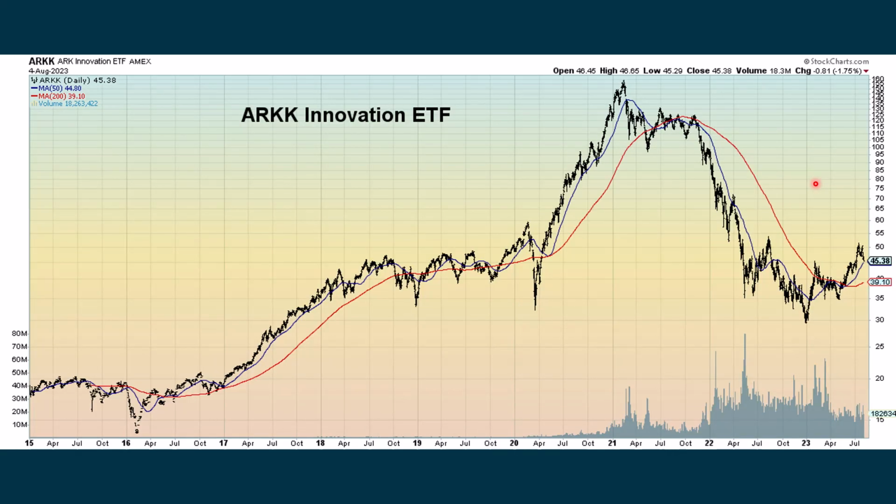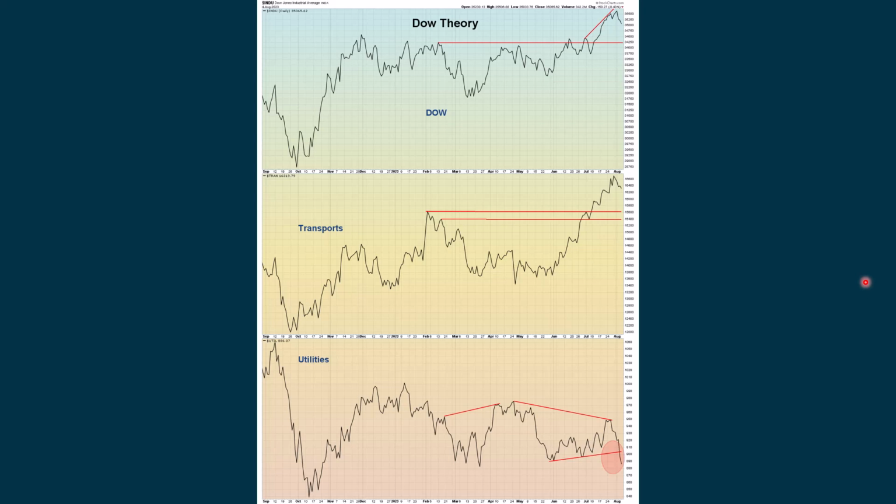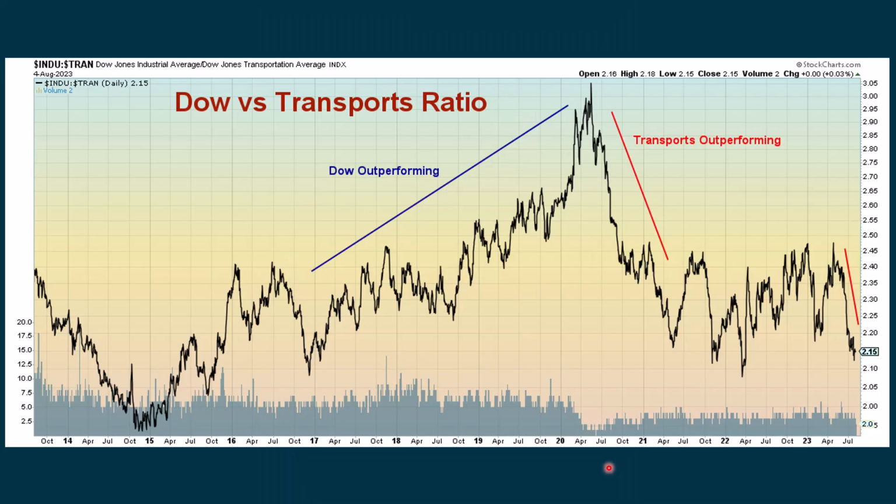We keep an eye on ARK, which finally generated a golden cross, even though it's run into some recent weakness. Then we look at Dow theory, and we're seeing a breakout with the Dow. We're also seeing a breakout with the transports, even though they both have been pulling back lately. On the bottom, we see a real breakdown in utilities, and that often can give some good support to the S&P.